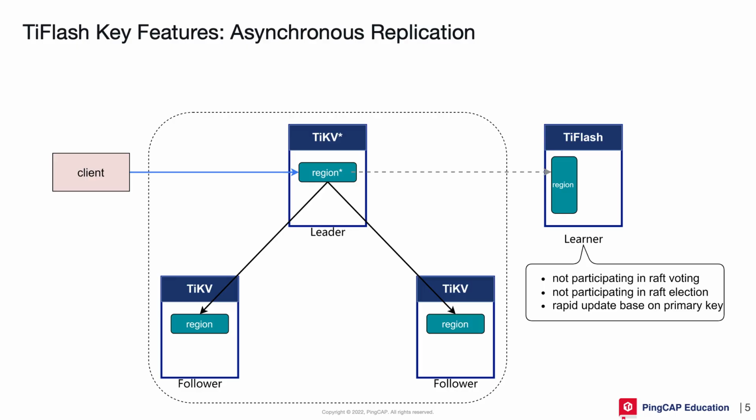However, the region in TiFlash does not participate in voting or elections and is not counted as a member of the majority. That is, if a leader writes the majority follower, it can confirm that the data was written successfully, regardless of whether the learner node in TiFlash was written successfully or not. In this way, TiFlash's replication is asynchronous and the impact on TiKV's performance is tiny. Finally, TiFlash uses a fast update mechanism based on a primary key, so that although it is asynchronous, it does not have much delay with TiKV.